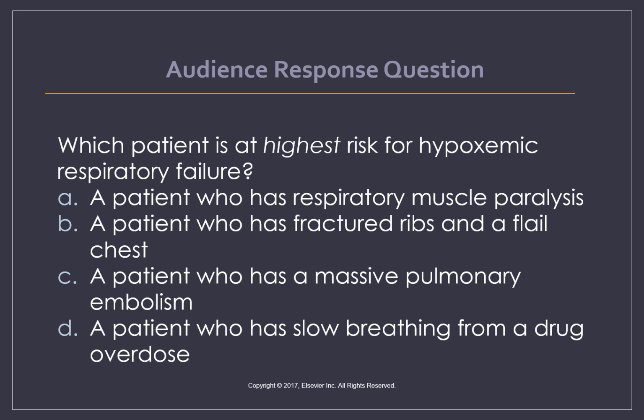So every other answer, respiratory muscle paralysis, fractured ribs and a flail chest, and slow breathing from a drug overdose, are all going to result in hypercapnic respiratory failure. The only one that's an actual problem with the gas exchange taking place and a perfusion issue as well, that VQ mismatch, is going to be your massive pulmonary embolism.